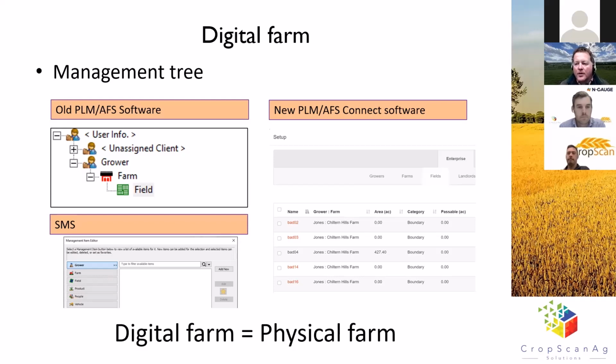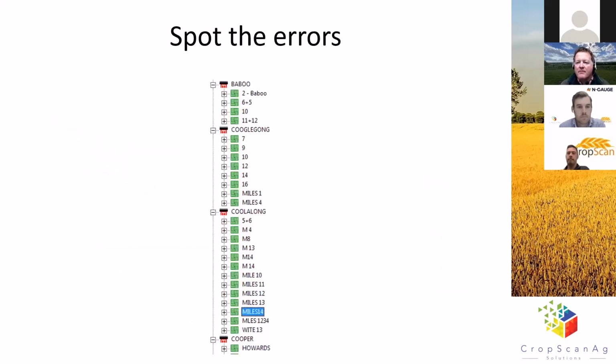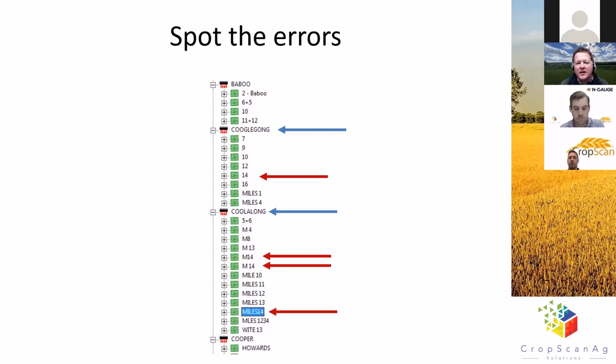Hopefully, you'll all be recognizing this, but if not, the slide here is a management tree that I took from a grower down in WA, and this is real live data that came from a couple of headers. And we've got this farm name is the same as this farm, and this field 14 is the same as this one, which is the same as this one, which is the same as this one. And just for good measure, this 6 and 5 is the same as that 5 and 6 there.